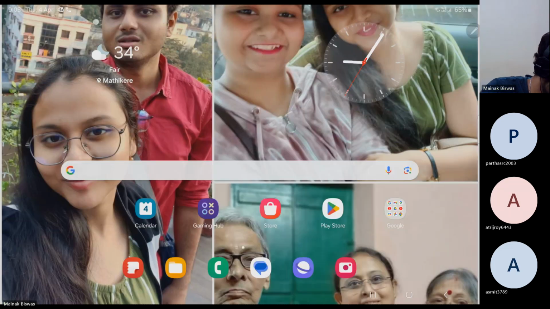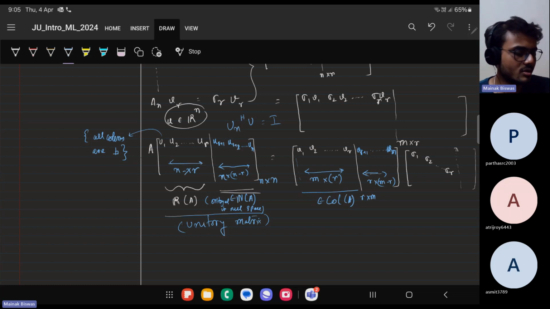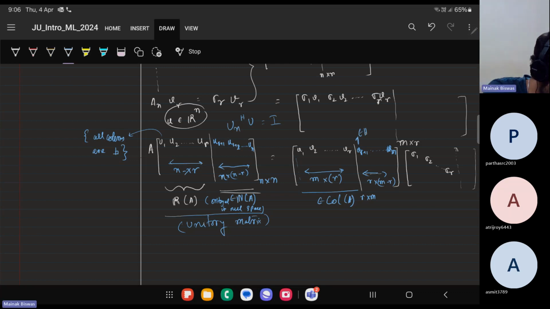This is V is M. This is N, sorry. M cross R, and this is N cross R. Is this okay now? I brought in M minus R from the null space of A transpose. Clear or not?